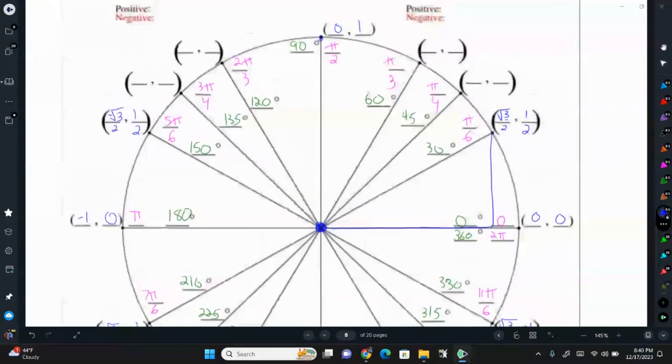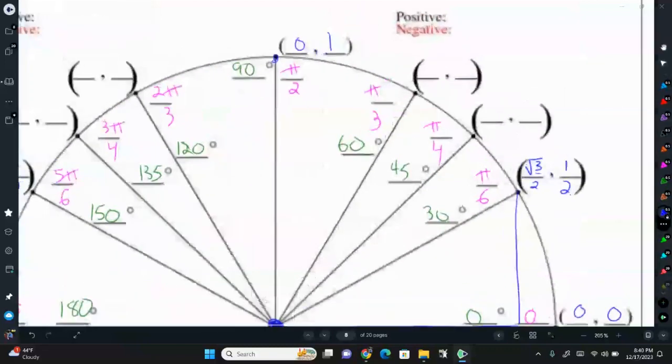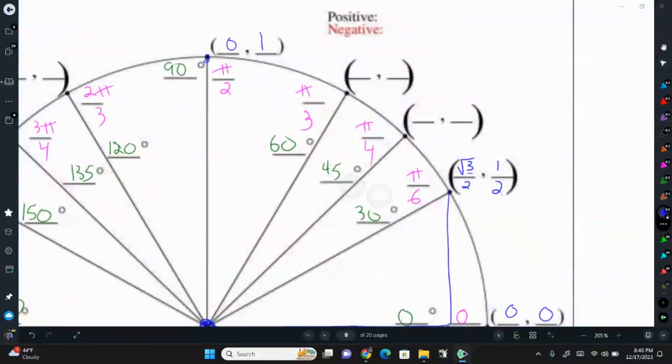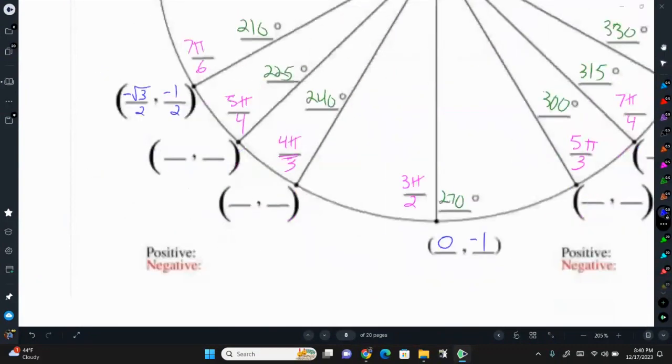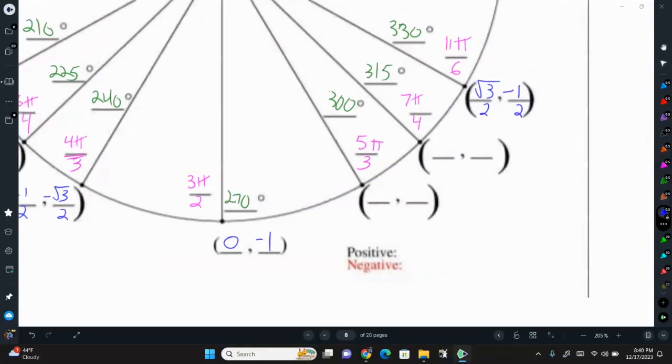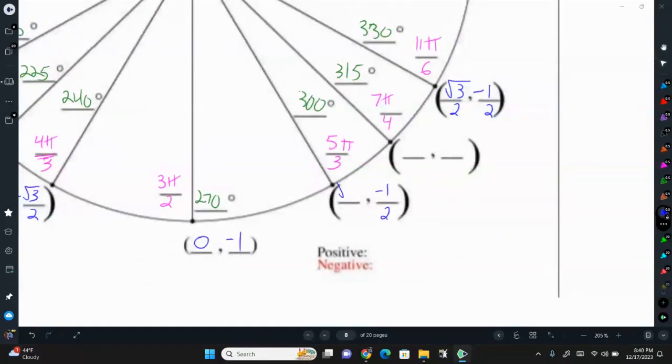So now I like to do the pi over 3 because I know for the pi over 3, it's going to be the pi over 6 just switched. So 1/2, square root of 3 over 2. Negative 1/2, square root of 3 over 2, because we are in quadrant number 2. Down here, both are negative, so negative 1/2, negative square root of 3 over 2. And then over here, the y-coordinate is negative.